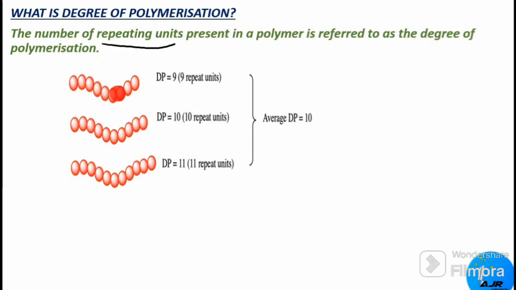Say, look at this polymer. How many monomers are there? 1, 2, 3, 4, 5, 6, 7, 8, 9. So the degree of polymerization is 9. So 9 repeating units. Here it is 10. Here it is 11. So when you take the average, it is 10. So what is degree of polymerization? The number of repeating units present in a polymer is referred to as the degree of polymerization.